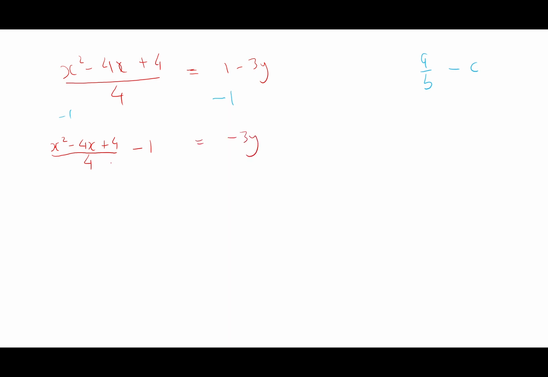But let's focus on the left hand side for a second. So to combine the fraction, we have to have the same denominator. So we can write this as minus 1 over 1. How do we get the same denominator? You're right, yes. We're going to times it by 4, times it by 4. So that will give x squared minus 4x plus 4 divided by 4 minus 4 over 4.